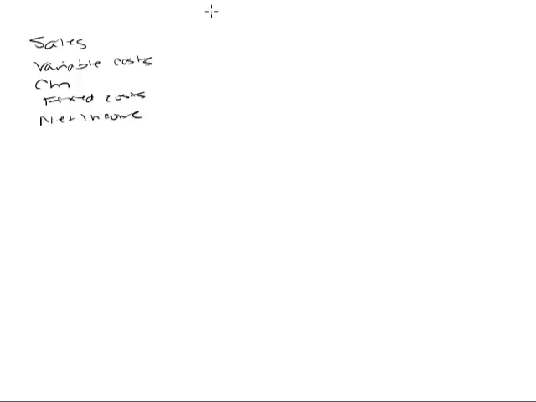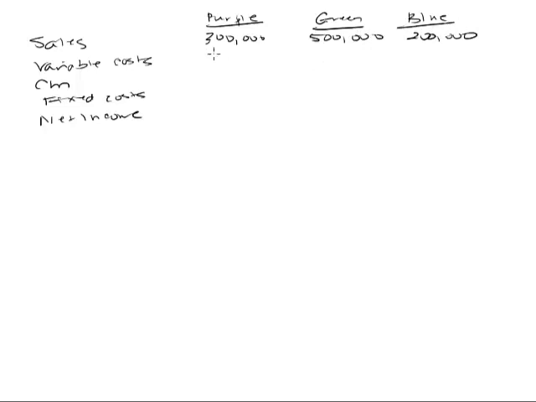Okay, so let's say we've got, I don't know, we'll do colors. We'll have purple, green, and blue product lines. Okay, so purple we've got 300,000 in sales, green's got 500,000, blue has 200,000. Variable costs, 150,000, 200,000, and 145.